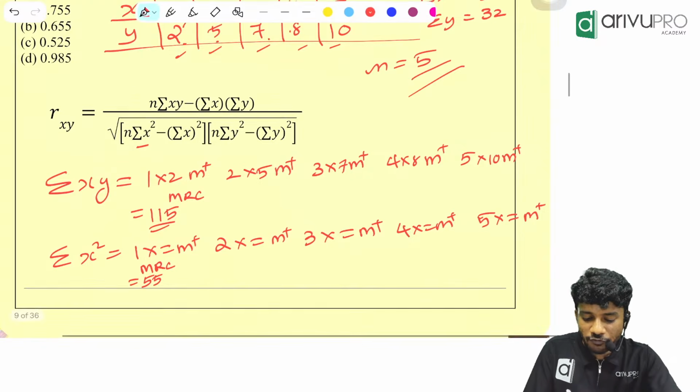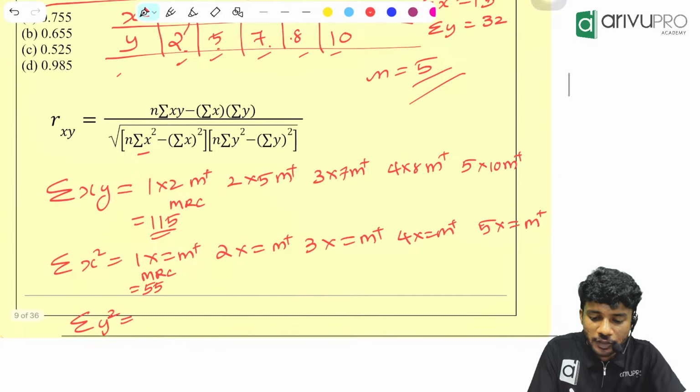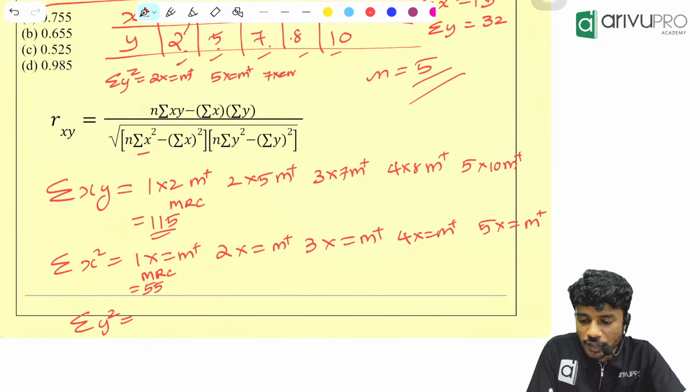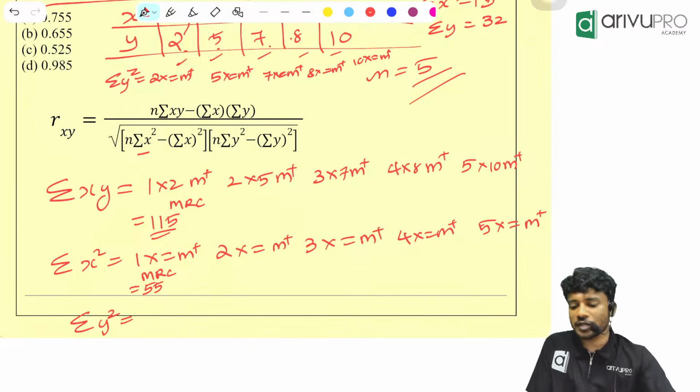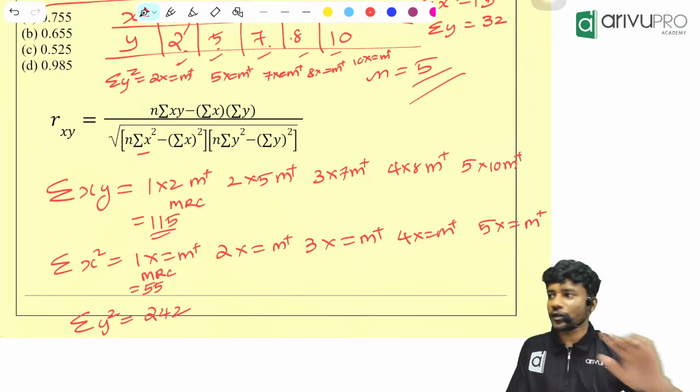Good. Then find the value of sigma y square. How much is sigma y square? Sigma y square, can I write it as 2 into equal to M plus, 5 into equal to M plus, 7 into equal to M plus, 8 into equal to M plus, and 10 into equal to M plus. How much is the value of sigma y square? 242. Everyone got all the values.